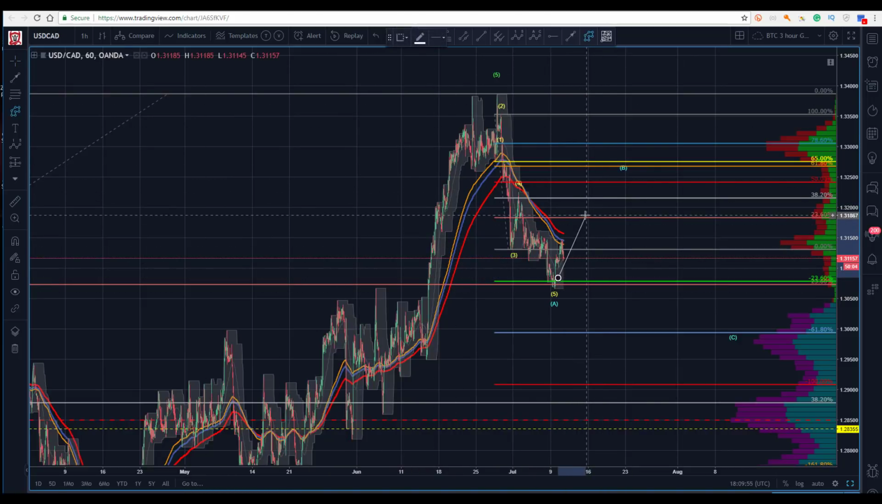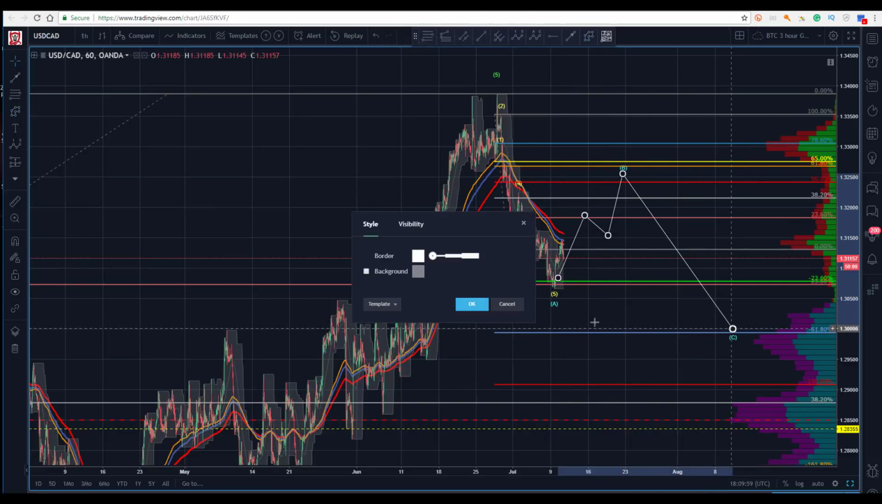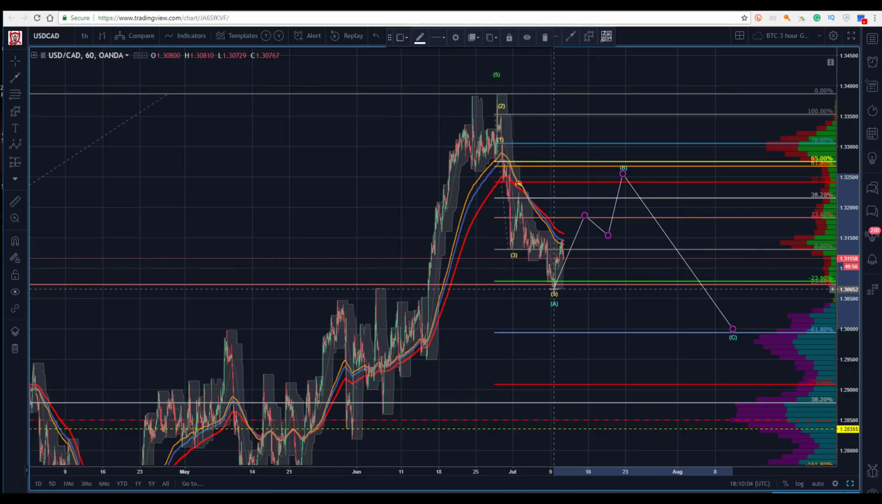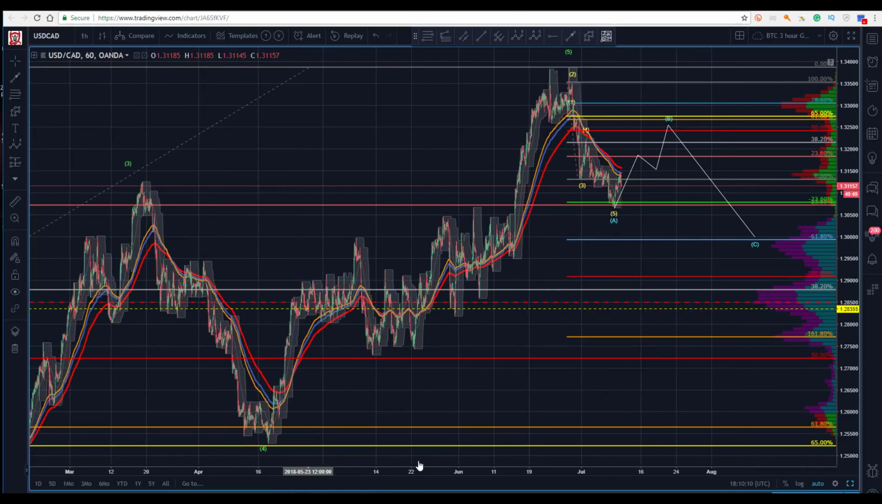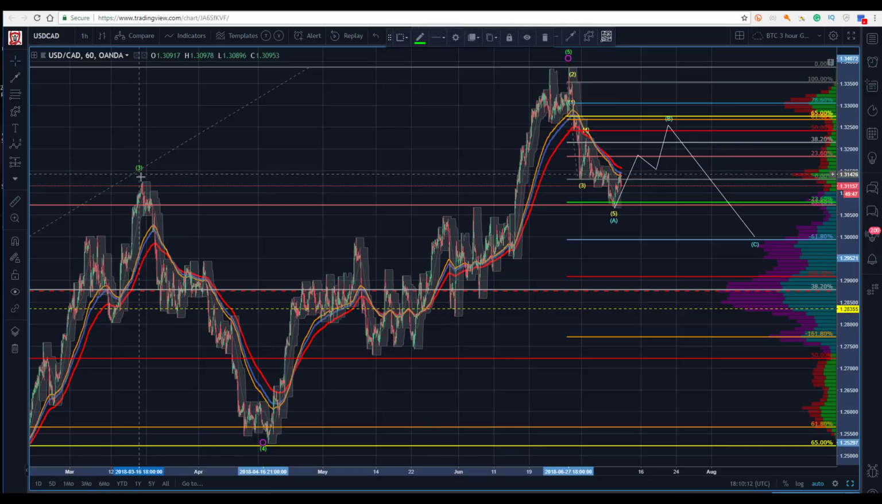Okay, so what are we looking for? So we're looking for some sort of a 3 wave, and then we're looking for a push down to our C. That's what we're after. Now, given that we've hit this algo target here, is that enough to trade on? Well, I don't know that I would base a trade off of that, but let's see if there's anything more here that we can build on.